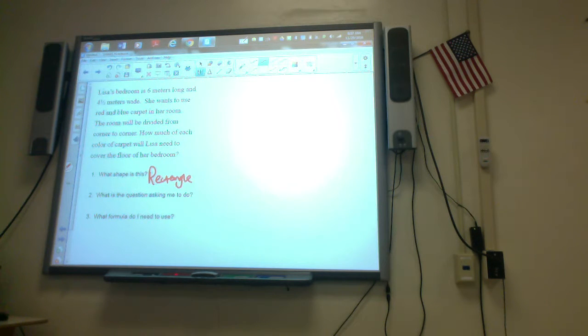Micah. Can you say that again? Okay. What is this question asking me to do? How much carpet of each color will she need to cover the room? So am I doing perimeter, area? What's the math word that goes with this? Am I just putting it along the walls? No. So if it's not perimeter, it has to be area. Good.